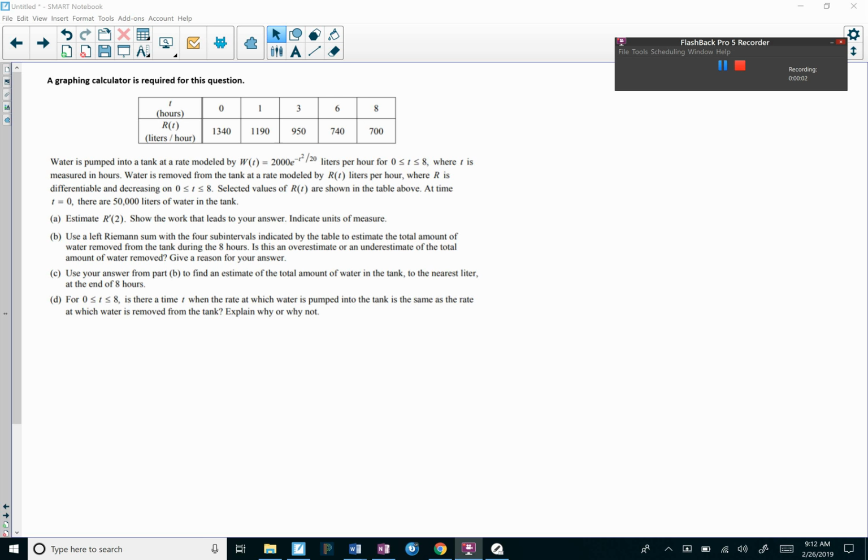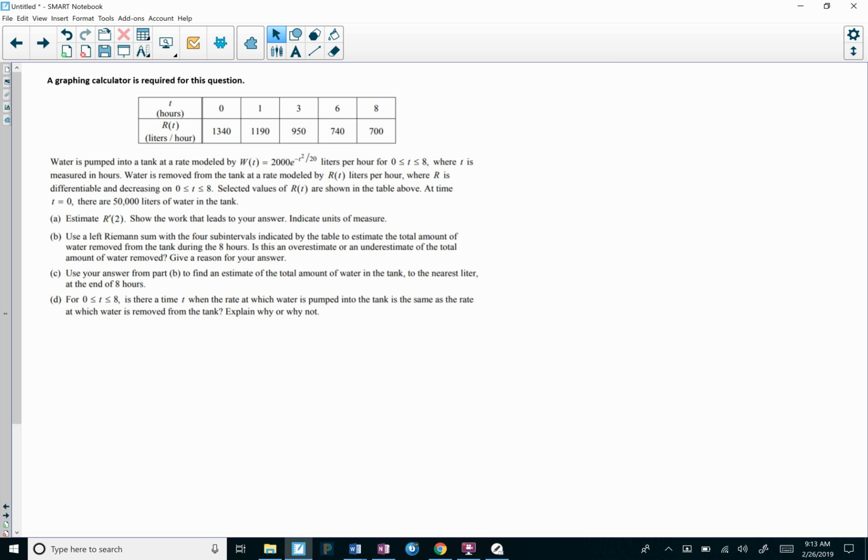Okay, I assume you've read the problem and worked on your own, so let's go over the key. On part A, estimate r prime of 2. Some people take this too far and lose points. That's just the derivative, which means slope. It says show work, so we have to show our actual difference quotient, or our difference there.